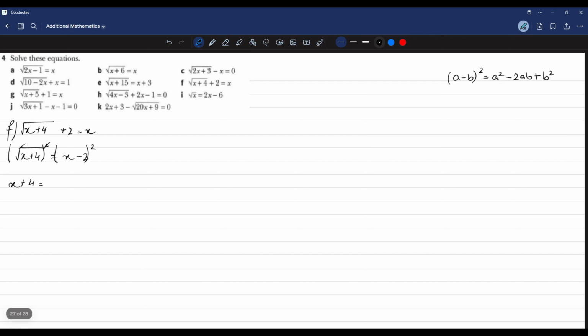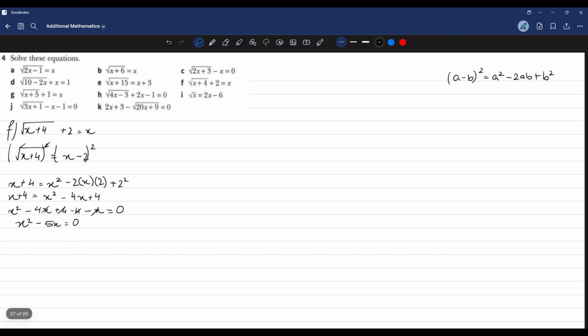So what is a squared? It's equal to x squared minus 2 multiplied by a, which is x, multiplied by b, which is 2, plus b squared, which is 2 squared. So this would be basically x plus 4 is equal to x squared minus 4x plus 4. Moving everything over, x squared minus 4x plus 4 minus 4 minus x is equal to 0. So plus 4 minus 4 cancels down. X squared minus 5x is equal to 0.